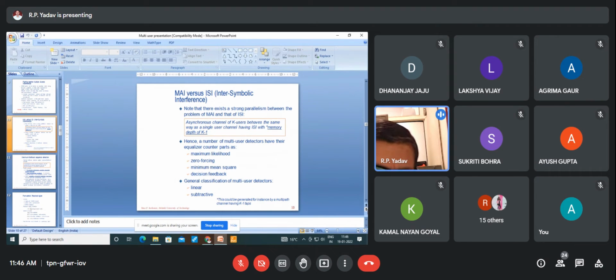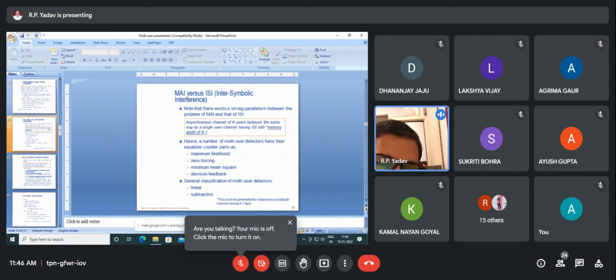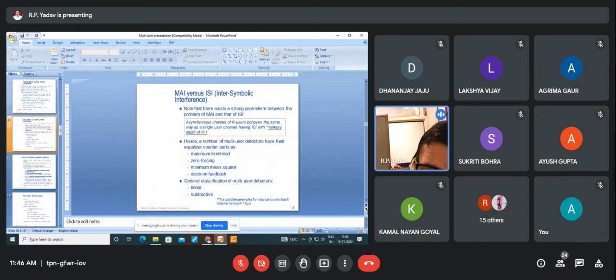Hence multi-user detectors have their equalizer counterparts. What is the meaning of this? How do you deal with this kind of ISI? We deal with it by using equalizer counterparts such as maximum likelihood, zero forcing, minimum mean square error, and decision feedback. These are some of the ways of compensating for or reducing this symbol interference. The general classification of multi-user detectors is that they may be linear or subtractive.